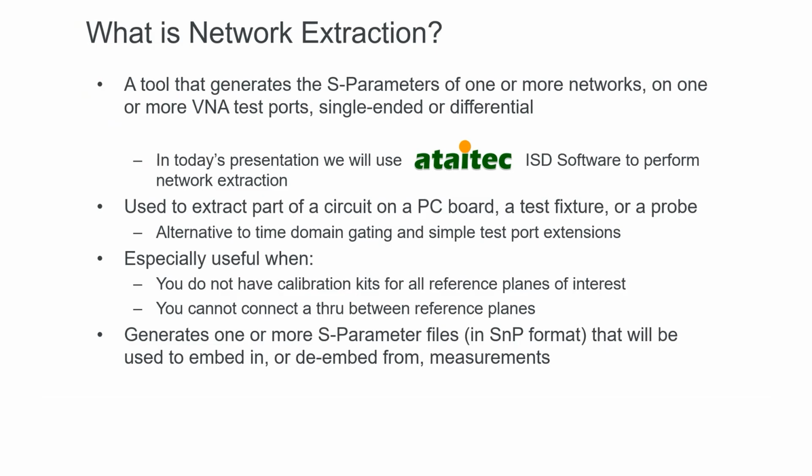So it's very important to use network extraction, especially in cases where you don't have all the cal kits available at the various reference planes of interest, or where you can't connect it through. And in our example today, we simply cannot connect two probes together because there would be the chance of damaging the probe tips in that case. So we are using network extraction in this case to avoid having to make that type of through measurement. And what we're trying to get, of course, as a result is an SNP formatted file or model for the probe that we will then use in embedding, de-embedding.